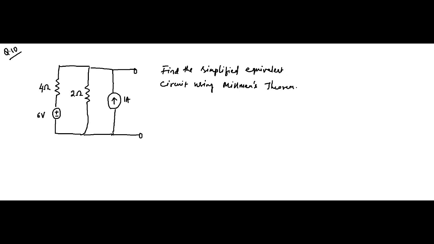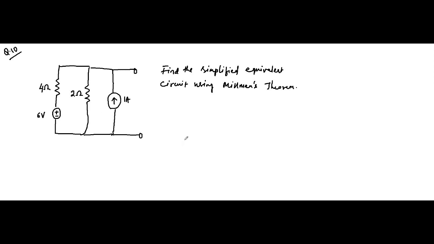So this is the 10th question on Millman's theorem, which we'll be discussing. Here, it's different from the questions we have discussed so far. In the questions solved so far, there were multiple combinations of voltage sources with resistors connected in series, or current sources with resistors connected in parallel. But here it is slightly different. It involves a mix of the two.